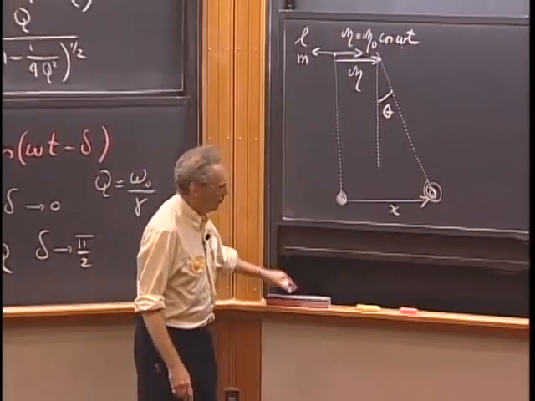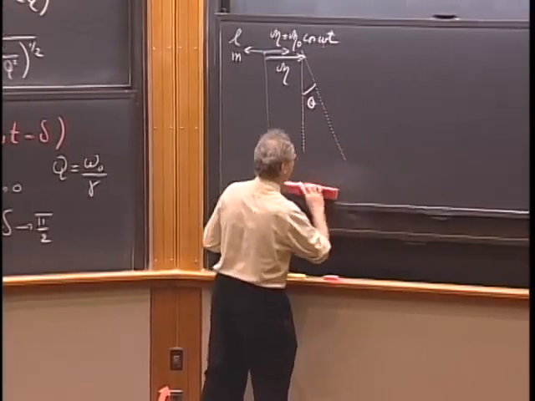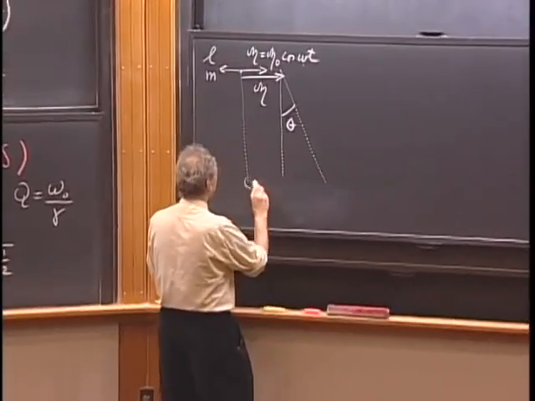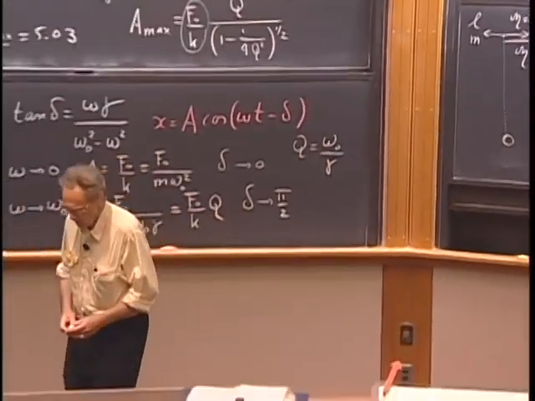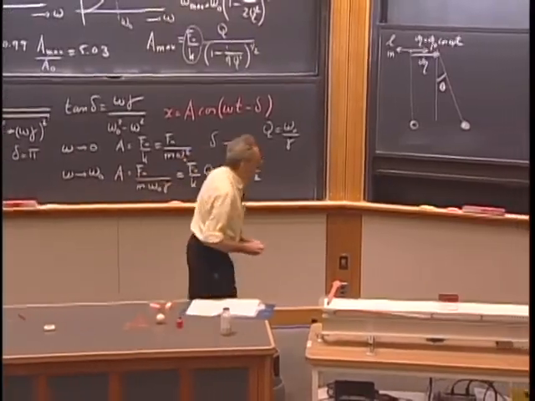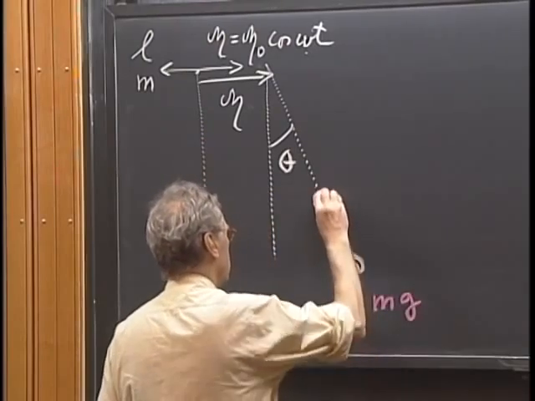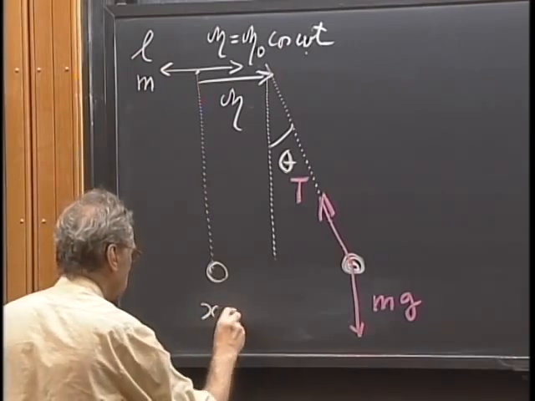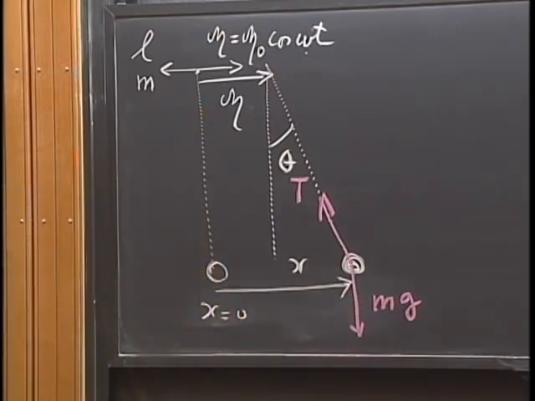So now, I want to put in all the forces that are at work. I will move it up a little bit because I want to have a little bit of room for my forces. So make the length a little shorter. So here is the object. There are only two forces on this object. And that is gravity, which is mg, and that is the tension. There's nothing else. I call this x equals 0, and I call this displacement x, away from equilibrium.